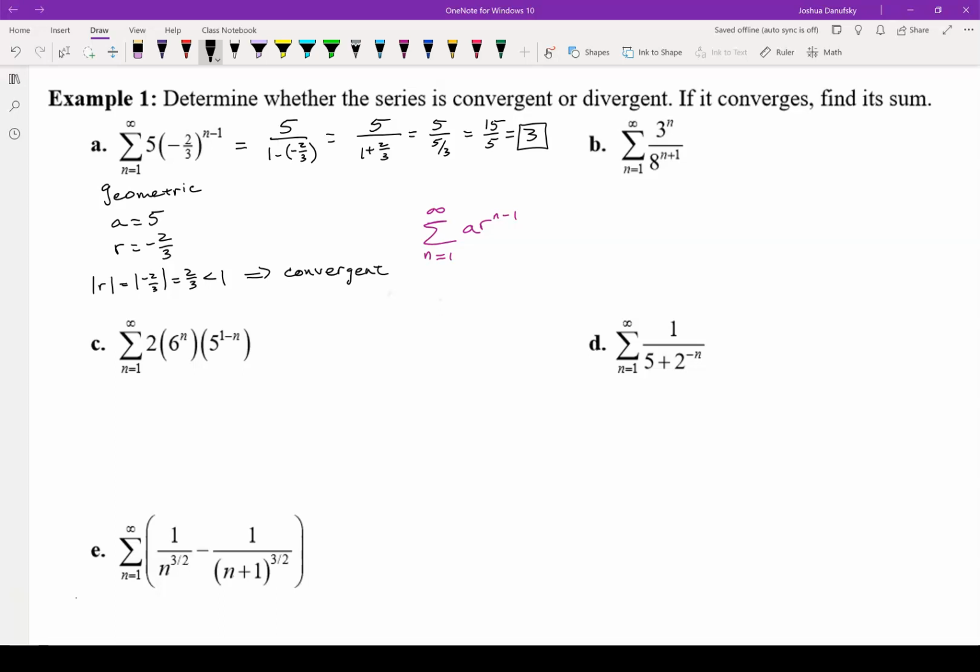Part B, the sum n equals 1 to infinity of 3 to the n over 8 to the n plus 1. So here we might suspect that this is a geometric series, but we're going to need to rewrite it in this format. So using properties of exponents, we can rewrite this series this way.